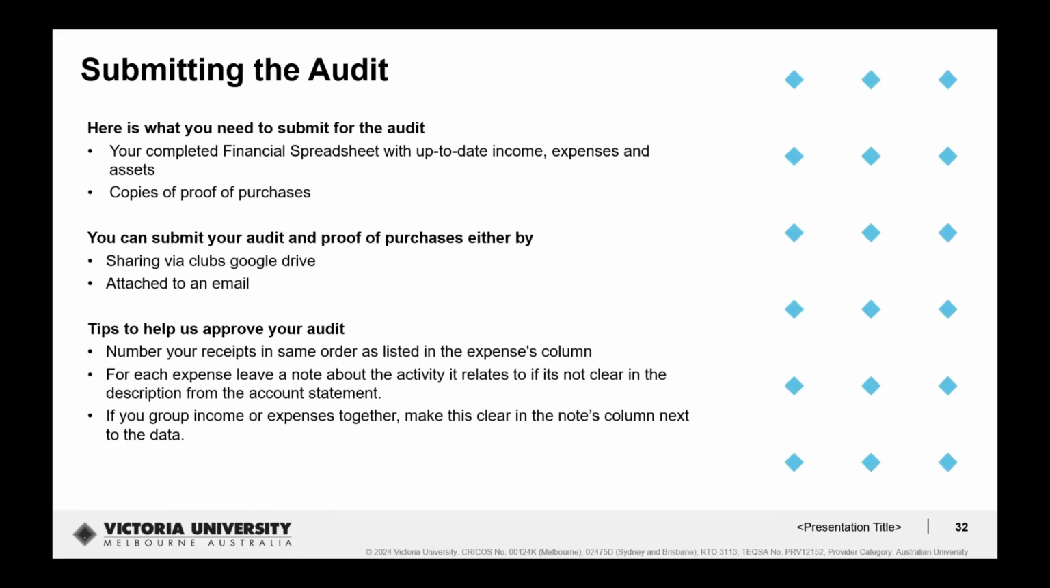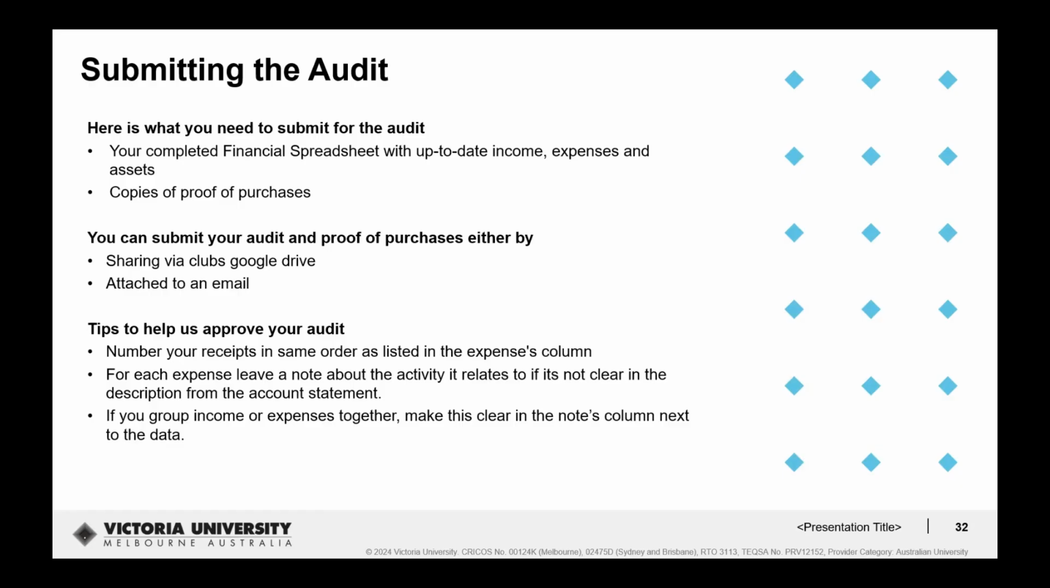When it's time to submit the audit, here's what you need to submit, which is due on November 1st. You need to submit your completed financial spreadsheet with up-to-date income, expenses, and assets, as well as copies of proof of purchases. You can submit your audit and proof of purchases either by sharing via your club's Google Drive or attached to an email.